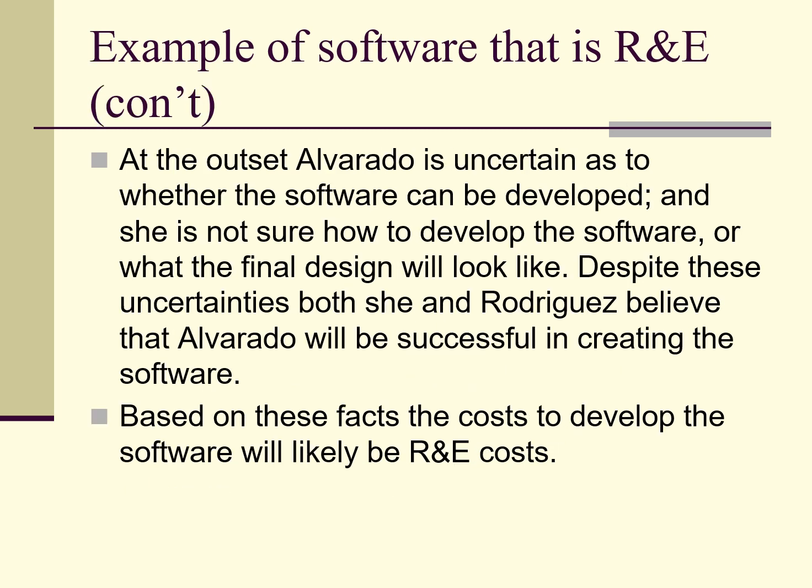At the outset, Alvarado is uncertain as to whether the software can be developed, and she is not sure how to develop the software or what the final design will look like. Despite these uncertainties, both she and Rodriguez believe that Alvarado will be successful in creating the software. Based on these facts, the cost to develop the software will likely be R&E costs.